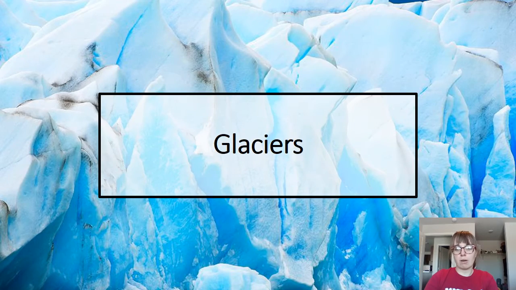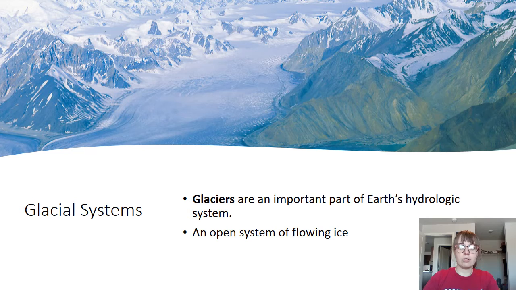So first, let's talk a bit about what glaciers are. Glacial systems are an open system of flowing ice. And so, as I mentioned, glaciers are an important part of Earth's hydrologic system. A lot of our fresh water is actually held up in the ice caps and the glacial systems on Earth's surface today. And glaciers are a system of flowing ice. So there is ice that is flowing under the force of gravity, and that's the overall broad definition of a glacier: a system that is open to exchange with the atmosphere and flows under the force of gravity.